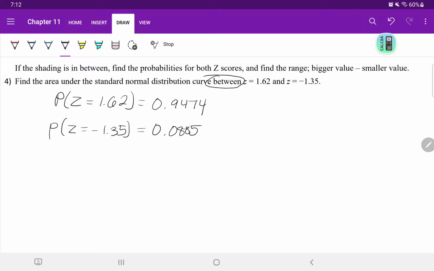Because the area is in between, you must then subtract the bigger minus the smaller. So the probability that our area is between the z-scores of negative 1.35 and 1.62 is going to equal 0.9474 minus 0.0885.